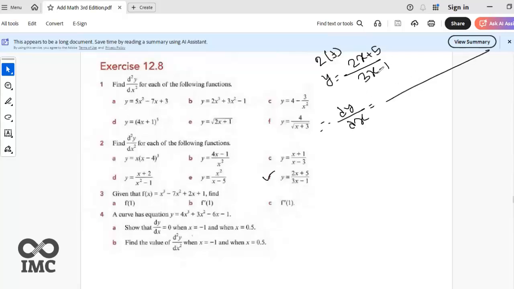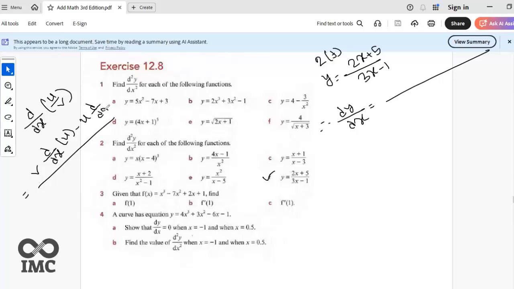Look, for the denominator, just use this formula: d/dx of u by v. What is u by v? That is, v will be at first, then we'll differentiate: v d/dx of u minus u d/dx of v, divided by v square, where u and v are functions of x. Okay, so the denominator 3x minus 1 will be at first, and we need to differentiate the numerator.